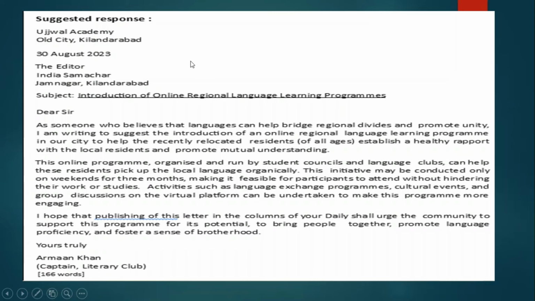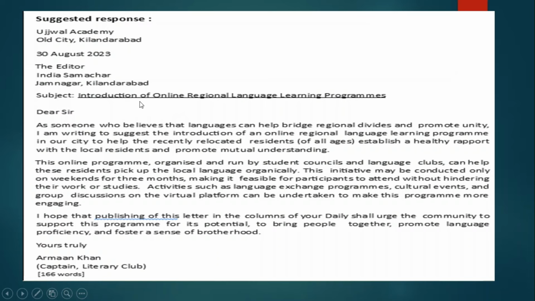These are just examples. So you may write any of the names here. Please do not write it as the editor national daily or the editor local daily. Please give a name to that daily here, the address where you want this news to be published, and the place again. Then leave a line and subject. The subject is written and underlined. So here the subject is Introduction of Online Regional Language Learning Programs.